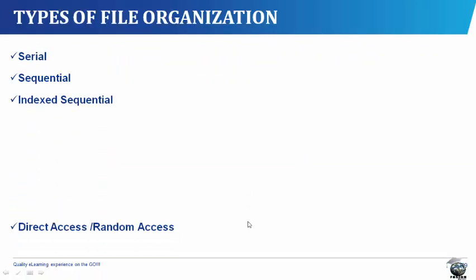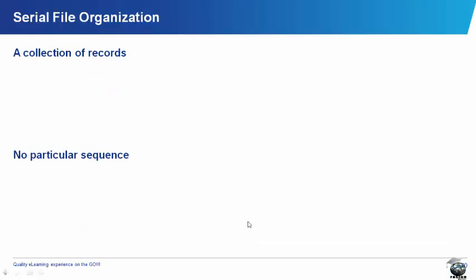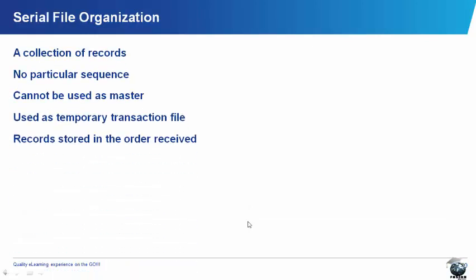When I want to look at file organization, it can either be serial, sequential, index sequential, direct access, or random access. Let us now find out more about all of this. For serial file organization, a collection of records is involved. There's no particular sequence. It cannot be used as a master file. It is used as a temporary transmission file, and these records are stored in the order received.